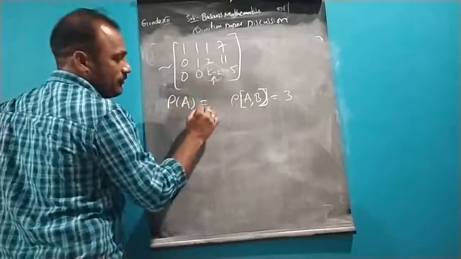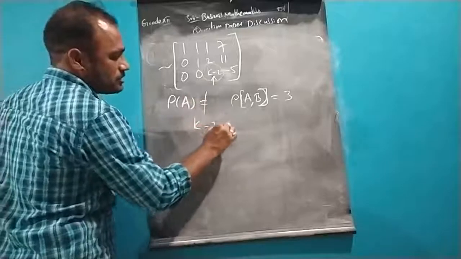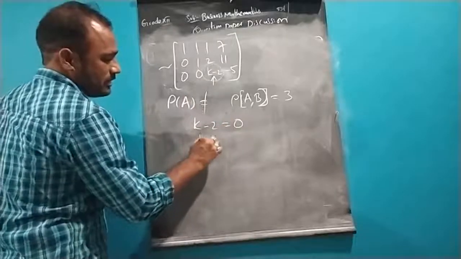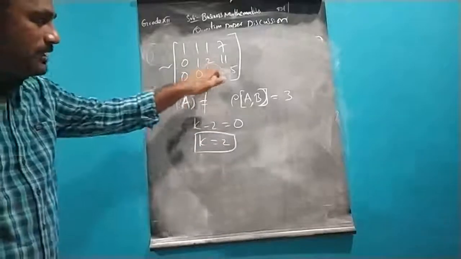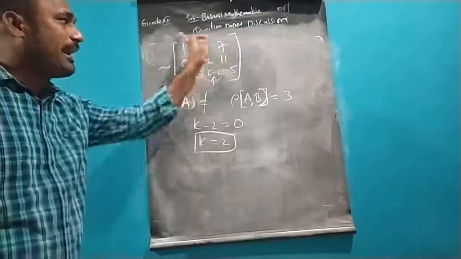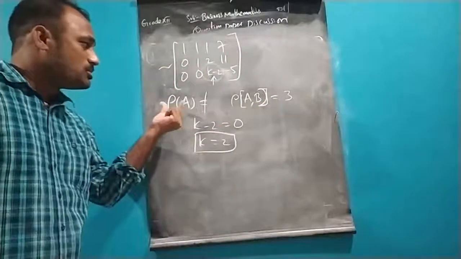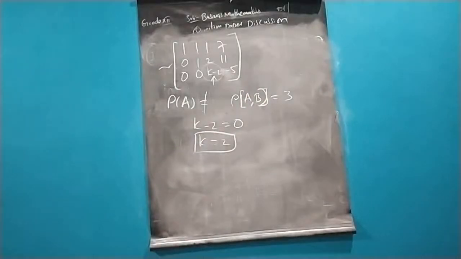To get that, we have to make k minus 2 equal to 0, that is, k is equal to 2. Because if I substitute 0 in place of this, then the rank of the matrix will be 2 and the rank of the augmented matrix will be 3. So the rank of the matrix is not equal to the rank of the augmented matrix, and the solution will be inconsistent. So I got the k value as 2.